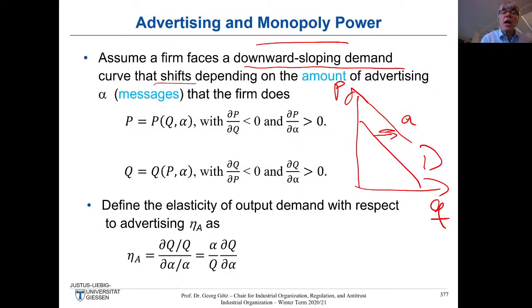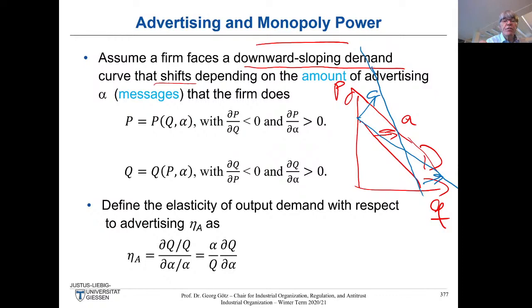Actually, what we are doing here is very closely related to what we did when we analyzed the monopolist's quality choice. And there you saw that this change in the demand curve might be rather different. It might be that you get more people with low willingness to pay buying this product, or you get more people with high willingness, or you might increase their willingness to pay. We will get back to that later, how exactly advertisements affect demand.